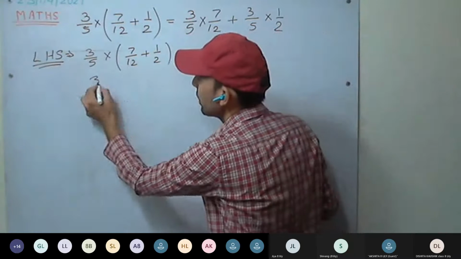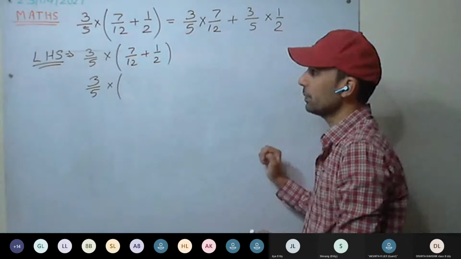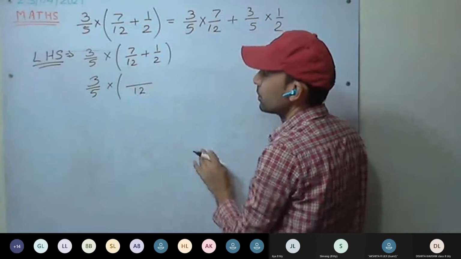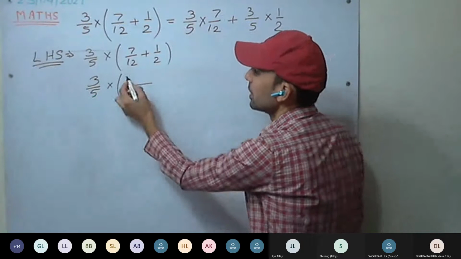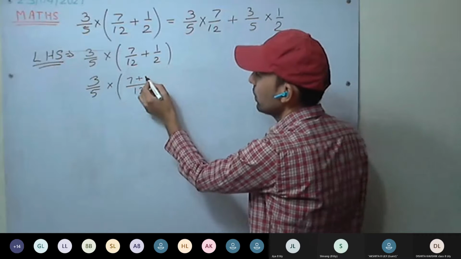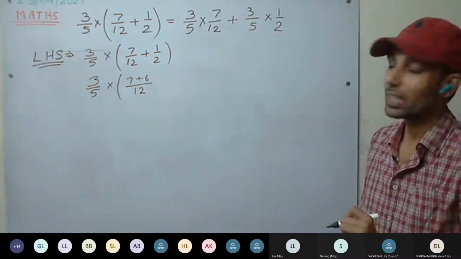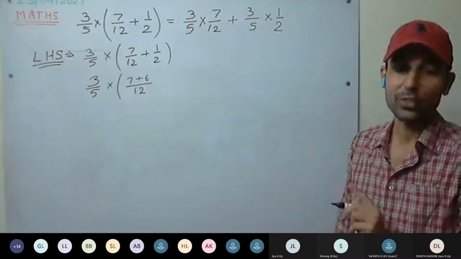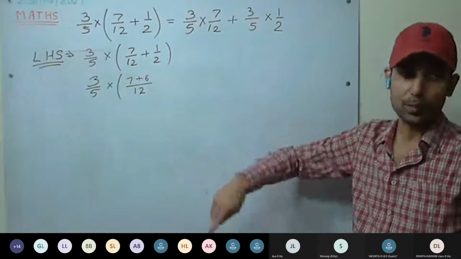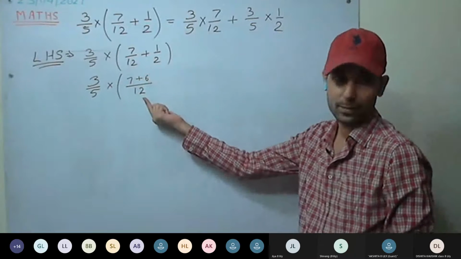Left hand side we took 3 upon 5 into, now we have to take the LCM. What will be the LCM? 12. 24. 7 plus 2, 6. So how 24? We have to take the least common multiple. 24 is not the least common multiple. You can take 24, you can solve, but it will be difficult. So the least common multiple is 12.